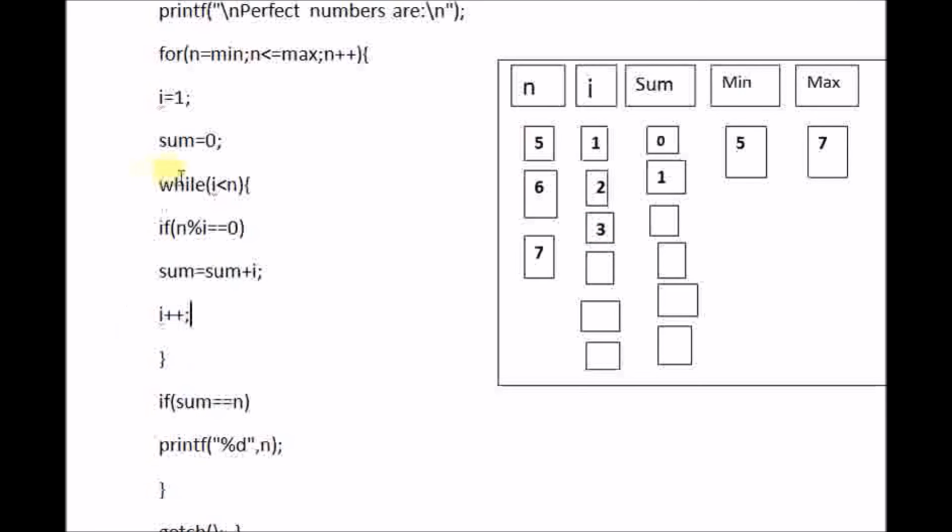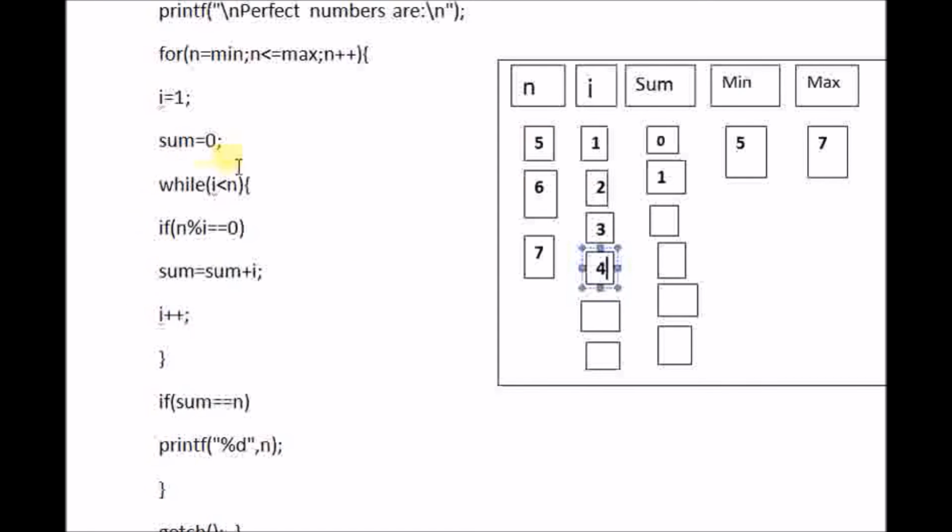Okay, once again we go back here. Is 3 less than 7? Yes, the condition is true. Control goes inside. Okay, if the condition is 7 divided by 3 gives the remainder as 0? No, the condition is false. Once again we skip this part. I gets incremented by 1. The new value of I will be 4.